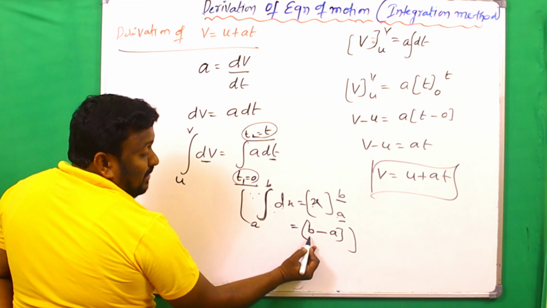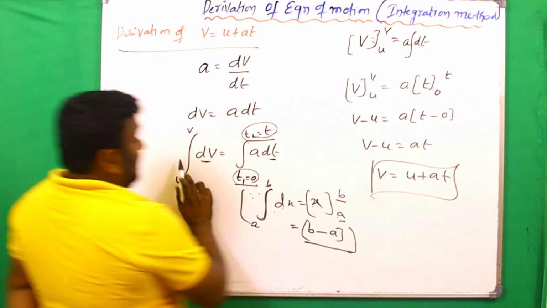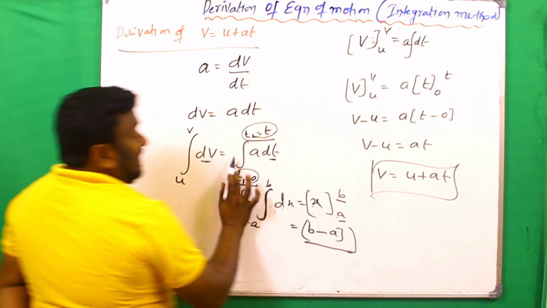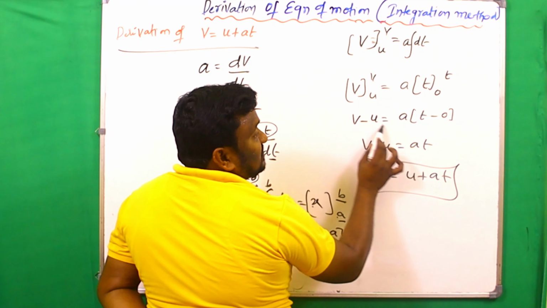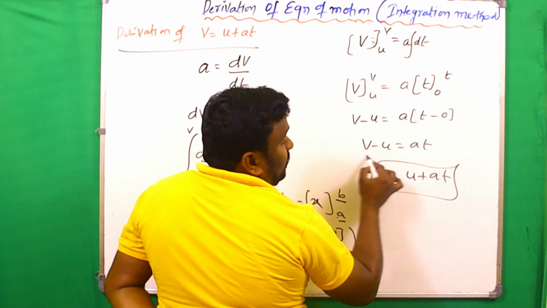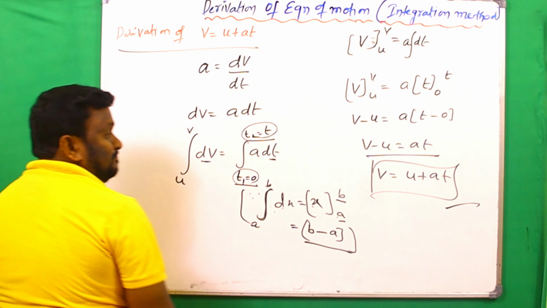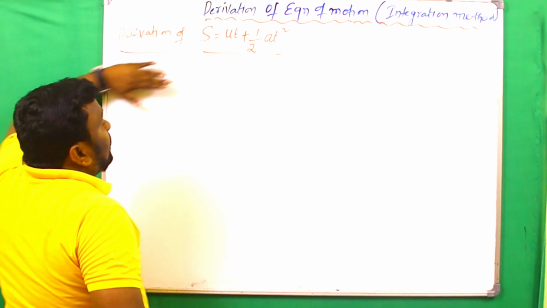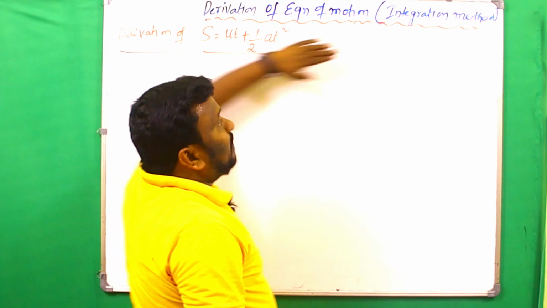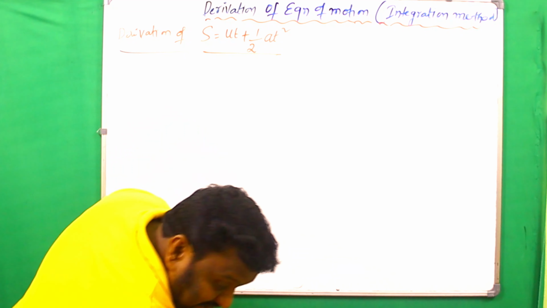First we have to substitute the upper limit, b minus a, like that. So here the same thing: integral dv means v, integral dt means t. That's why we have to substitute v minus u, a of t minus 0. Then v minus u is equal to at, and v is equal to u plus at. Let's see another derivation now: the derivation of s is equal to ut plus half at square by the integration method. Let's go for that. So for that we know that here what it is?